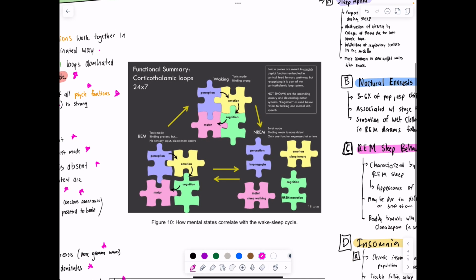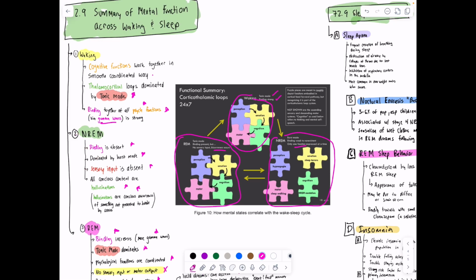All right, so this is just saying, here's the diagram. Waking, your tonic mode, binding is strong. We have a lot of these gamma waves. Non-REM, you're in burst mode, binding is not there. Weak or non-existent, only one function is expressed at a time for consciousness. And then REM, binding is more present, but you have no sensory input, and you have bizarreness.